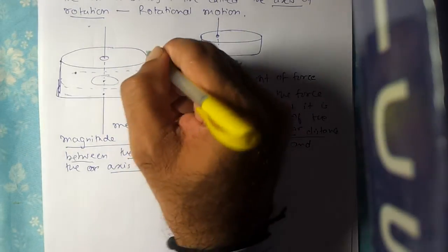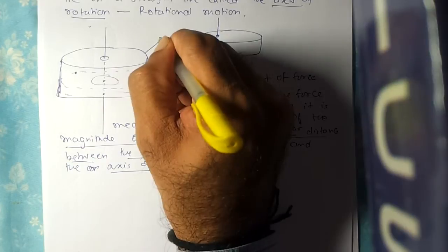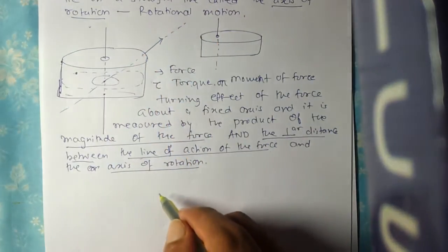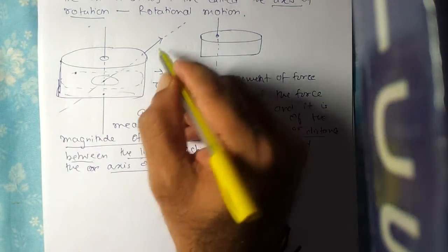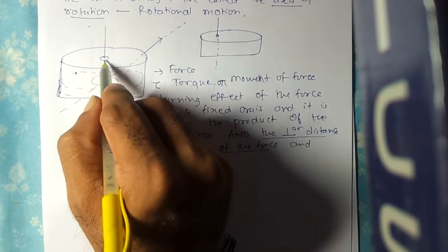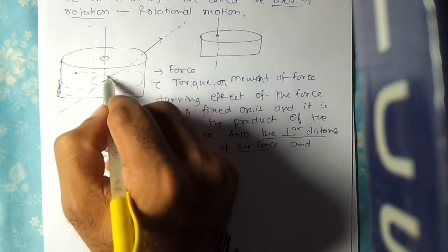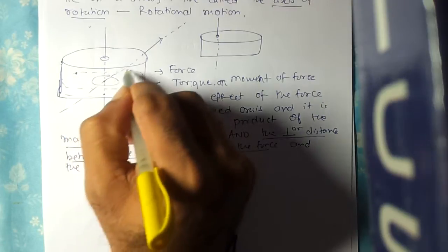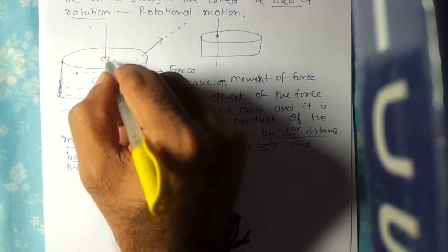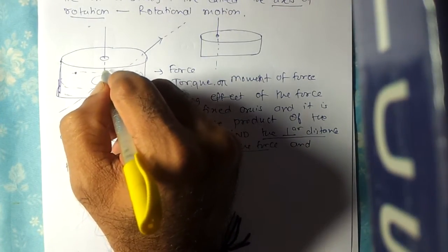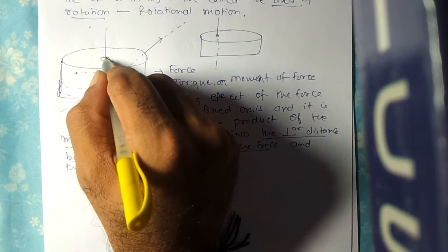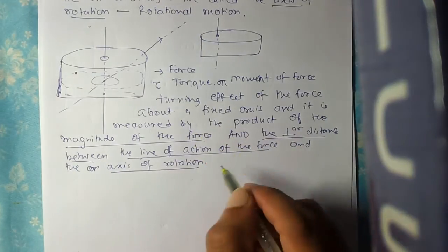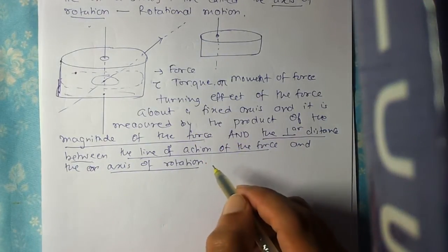So I have to take the perpendicular distance, that means the shortest distance, between the line of action of force and the axis. So if a force is being applied in this particular direction, then this becomes the line of action of force, because the force is being applied along this line, and I have to take the shortest distance to the axis of rotation. If I draw a perpendicular from the axis of rotation to the line of action of force, I get the shortest distance between the line of action of force and the axis of rotation.